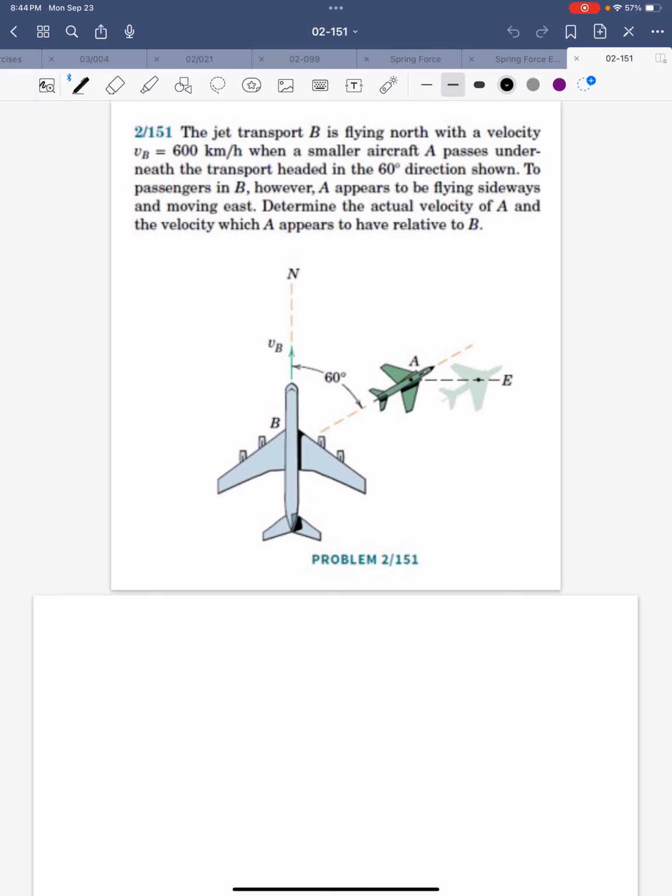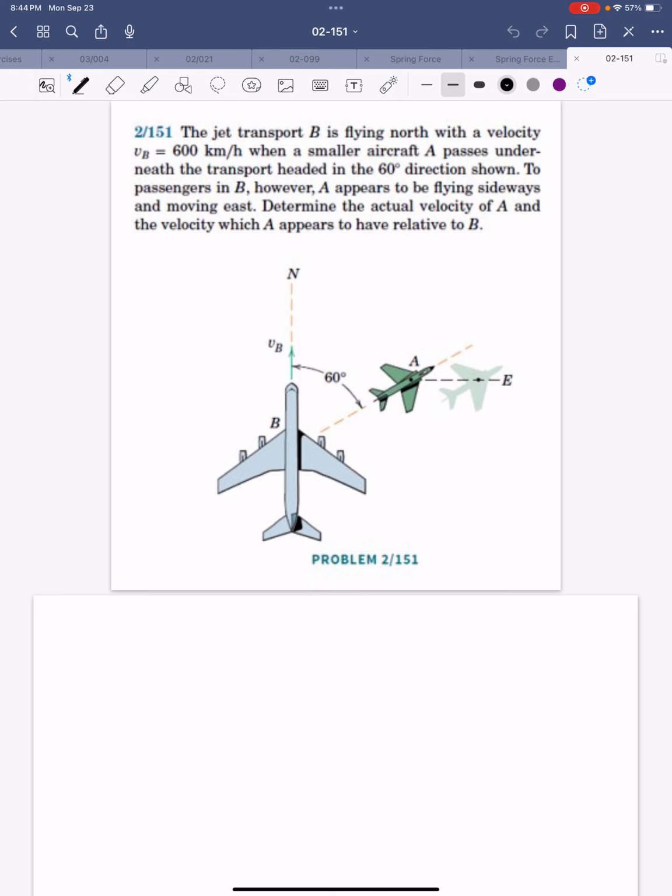Let us consider this problem 2151. The jet transport B is flying north with a velocity VB of 600 kilometers per hour. So that's actually the speed. When a smaller aircraft A passes underneath the transport headed in the 60 degrees direction shown. To passengers in B, however, A appears to be flying sideways and moving east. Determine the actual velocity of A and the velocity which A appears to have relative to B.